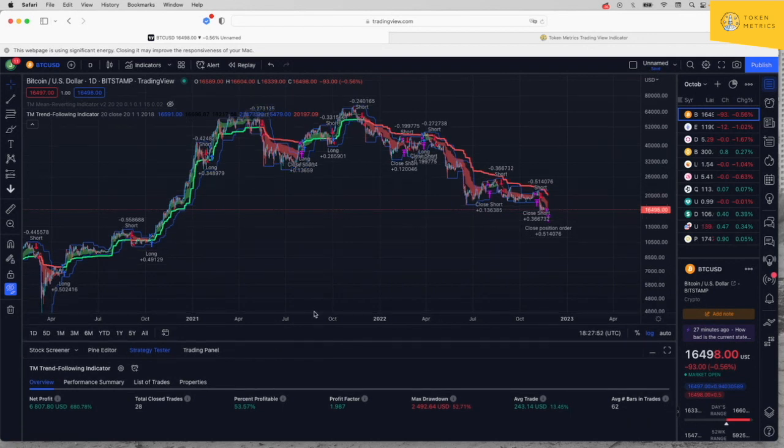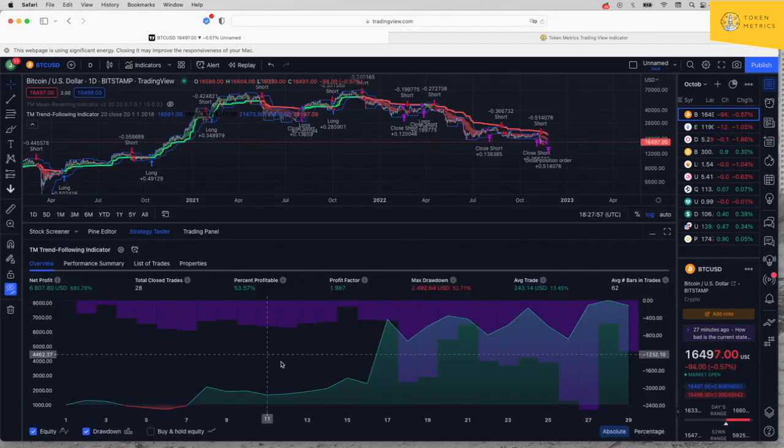Now, another very nice feature that we wanted to provide to you guys is the ability to see how these signals would have performed in the past. So this is the backtest. We want to show you the backtest for full transparency, but also for you guys to learn when this model is good and when it's not, when it performs well and when it doesn't perform very well. So here, whenever you choose the Token Metrics trend following indicator, you will get the long short signals, but also you will get the backtest.